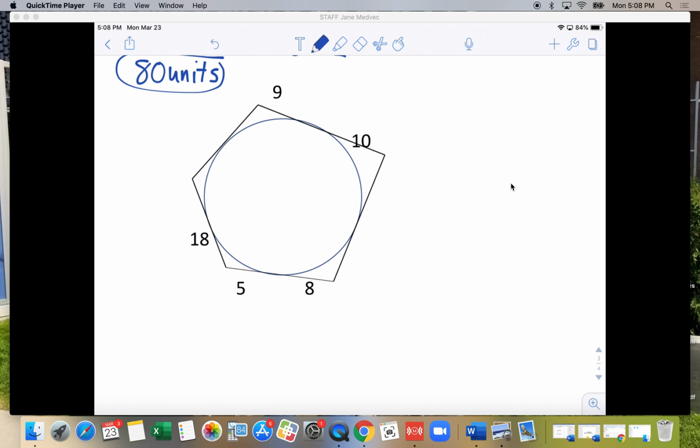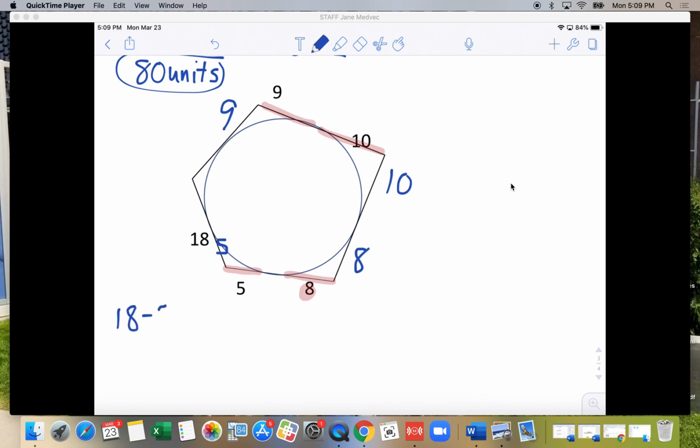All right, let's come down here and let's take a look at this figure. So this one is the same type of idea. I'm going to start with my 8 right here. So I know this part is 8, so I know the other part is 8. Okay, I know this top part is 10, so this piece is 10. I know this piece right here is 9, so this piece right here is 9.